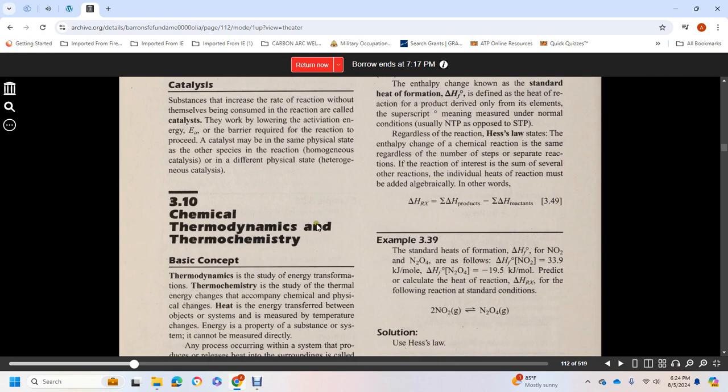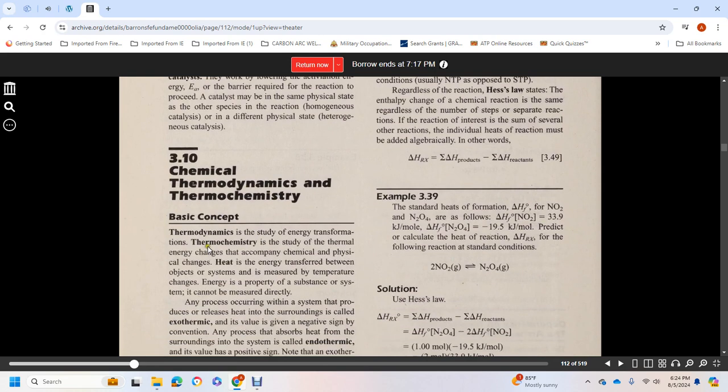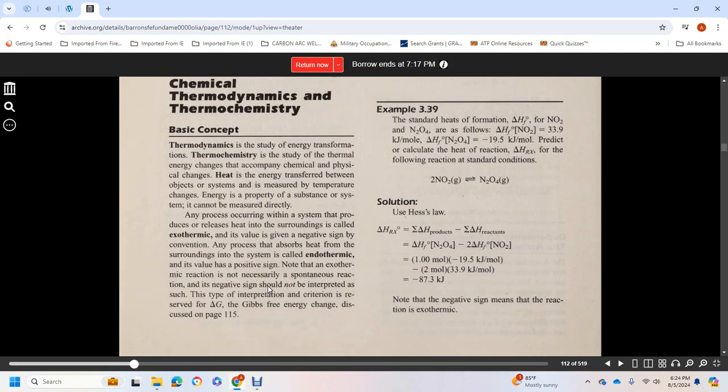Chemical thermodynamics, thermochemistry. The basic concept of thermodynamics is the study of the transformation of energy. Thermochemistry is the study of the thermal energy and the changes accompanying chemical and physical change, of the energy transferred between the object and system, measured with temperature changes. Energy is a property of the substance or system and cannot be measured directly.